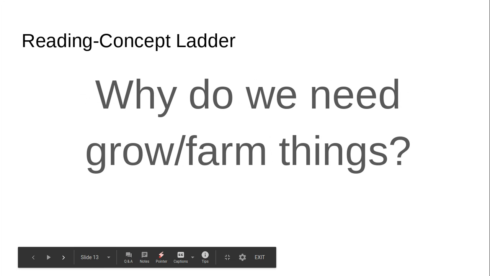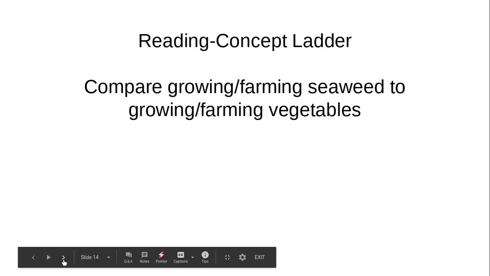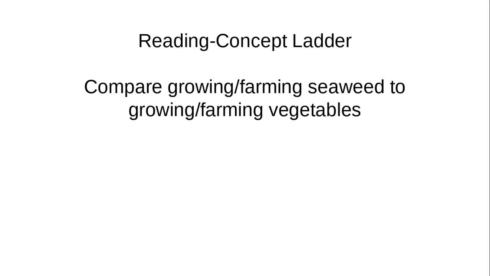Next one is, why do we need to grow farm things? What's the point? And then last one is, compare farming seaweed to growing and farming of vegetables, or even you can do vegetables or fruit, some other thing. Okay, so how is it the same? What does the farmer have to do for both of those things? And then how is it different?